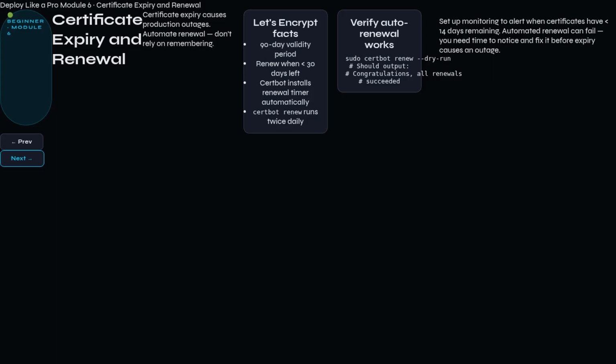Renewal timing. Certbot's recommendation is to renew when there are less than 30 days left. Let's Encrypt even allows renewal when 60 days or less remain. Never wait until the last day. Automated renewals can fail, and you need buffer time to notice and fix the issue.